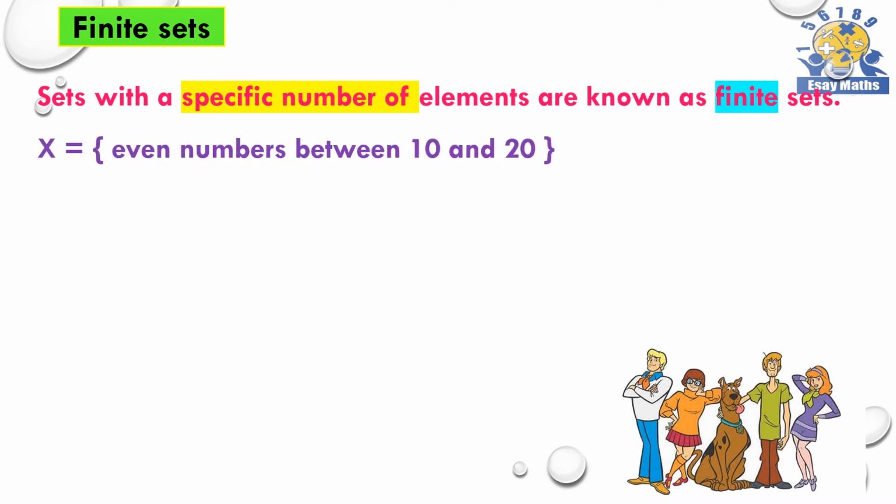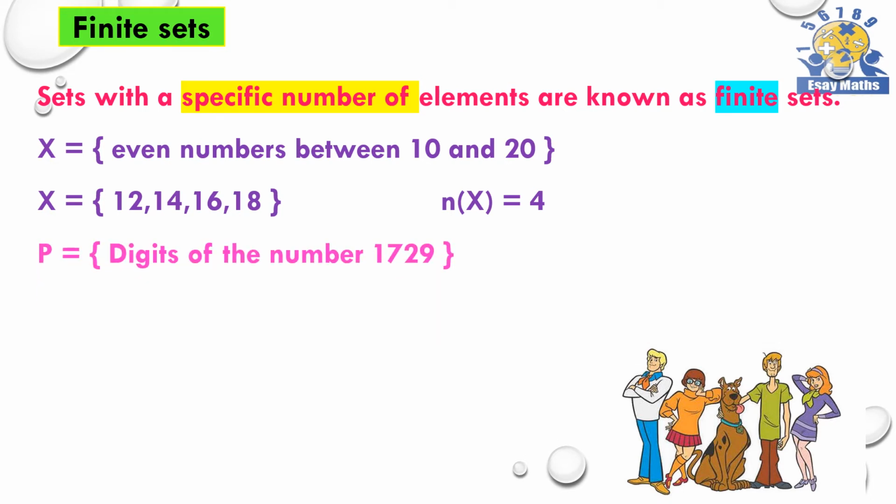Okay, now we are moving to the first example. The set X, even numbers between 10 and 20. So what are the elements? 12, 14, 16 and 18. How many elements are there? 1, 2, 3, 4. So n(X) is equal to 4. Therefore, X is a finite set.